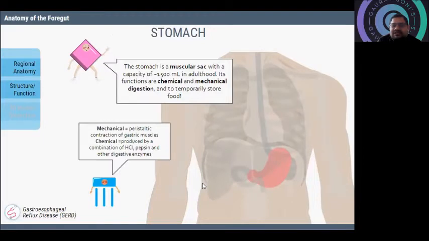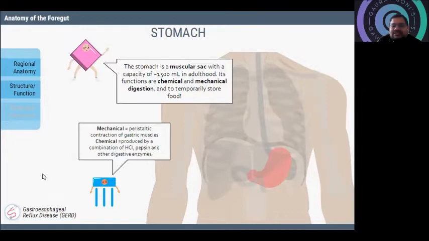In Ayurveda, it is very specifically called Amashaya, where the undigested food is going to rest. The mechanical part will be done by the peristaltic contraction of the gastric muscles. The chemical part will be done by certain enzymes, with a combination of HCl, pepsin, and other digestive enzymes.